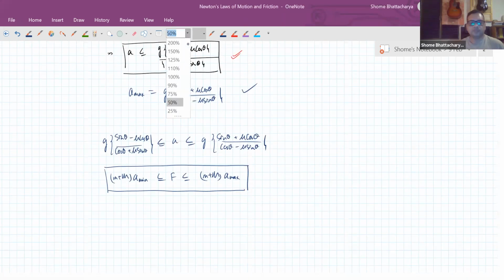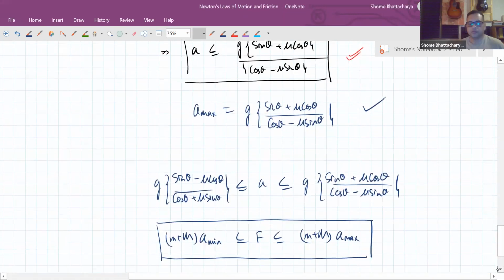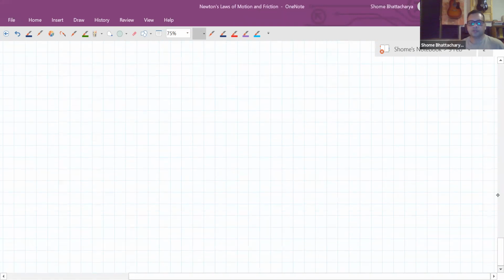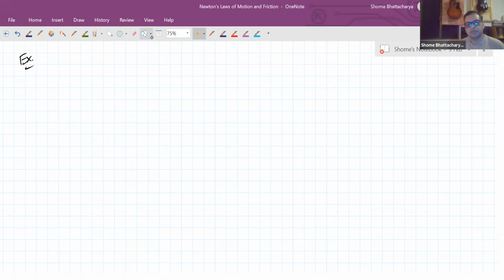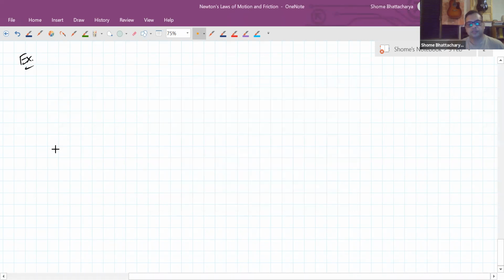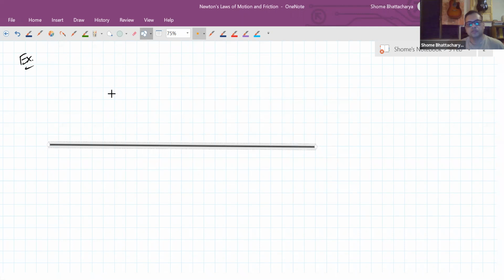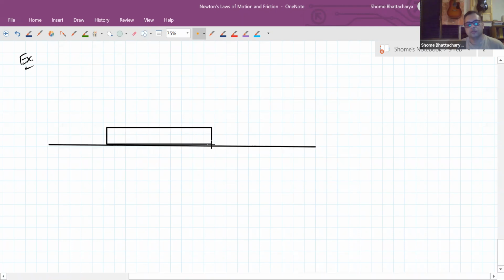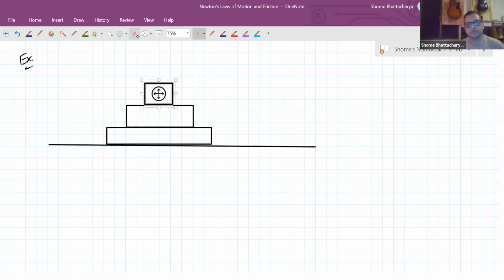All right, next up, we will discuss a problem with multiple blocks and friction between them. So this is another standard type of problem at JEE Advanced level. So let's see the situation in which we have say 3 blocks placed one on top of each other like this here.